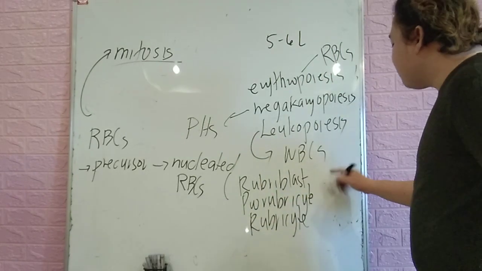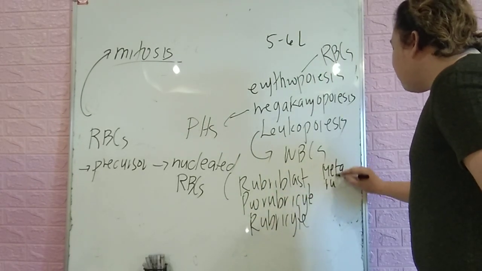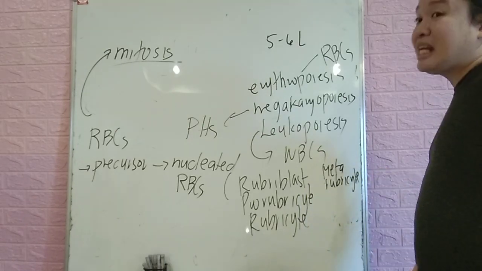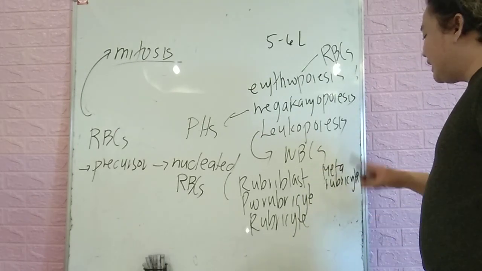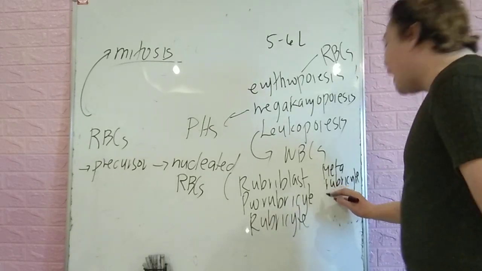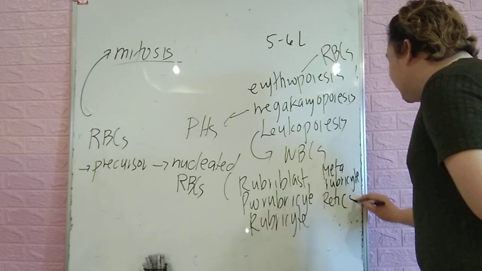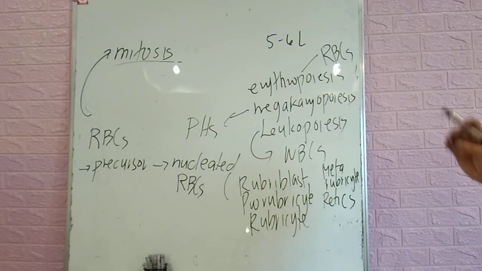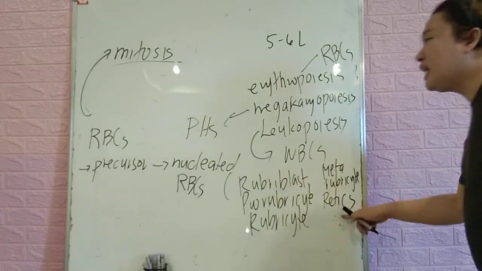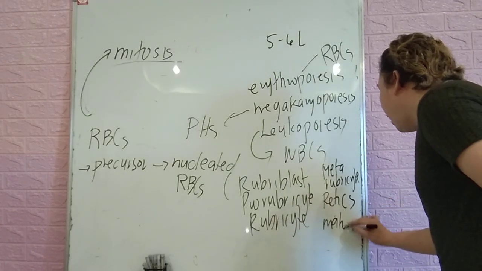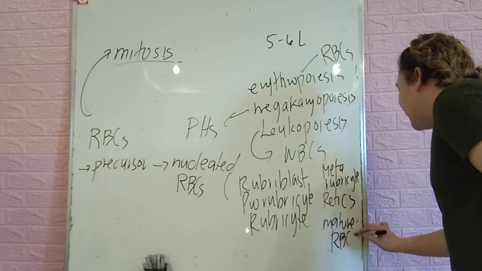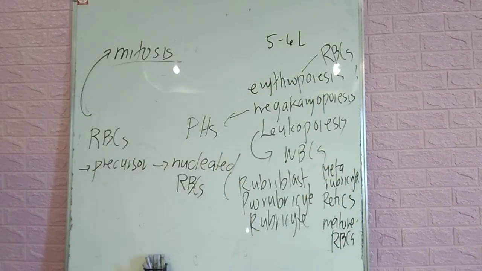Okay, next one, if you are to remember metarubricyte. Remember, if you can still recall, the last stage that is supposed to be nucleated is none other than your metarubricyte, because this time, guys, your reticulocyte is considered as the first cell in the series of RBC which is non-nucleated, but still not mature. Then we have the mature RBCs as the final form that is able to properly and completely carry oxygen through its hemoglobin molecule. So take note of that information, guys. We have here our RBC precursors.